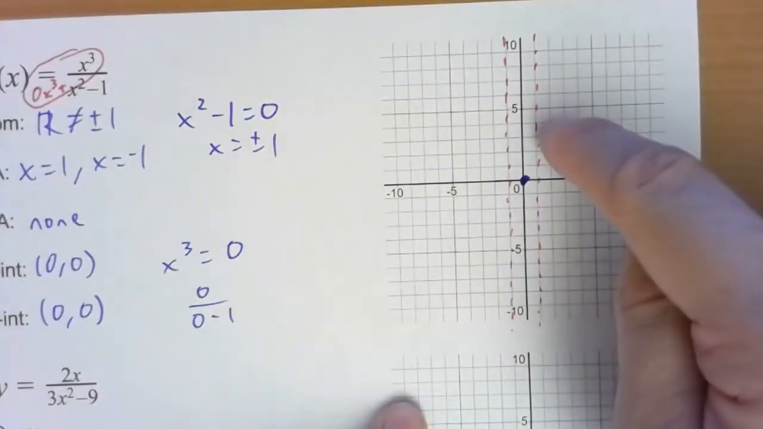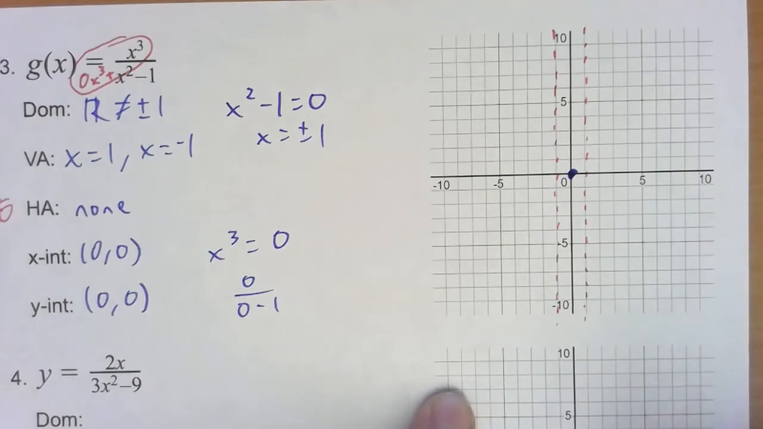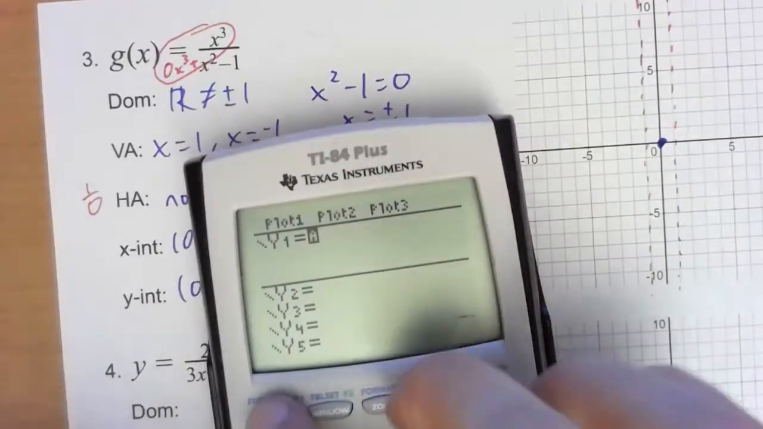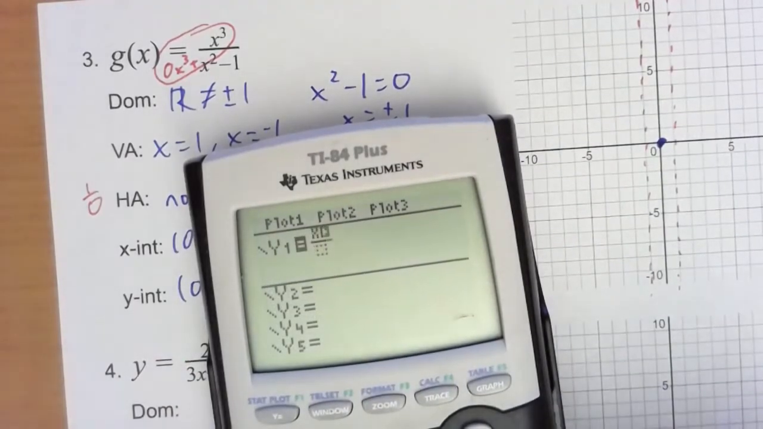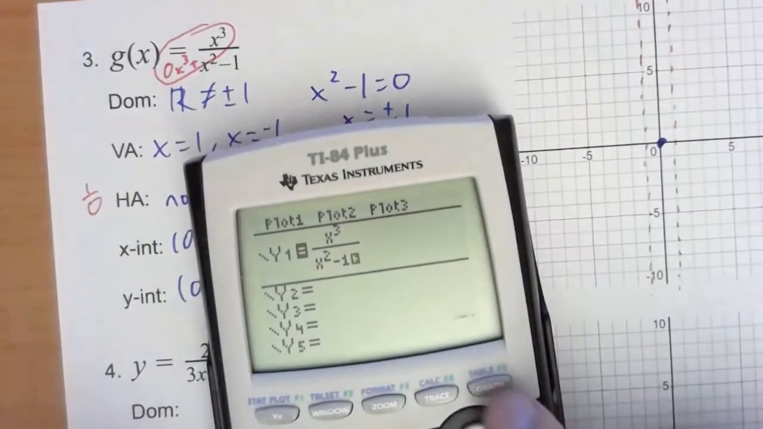At x equals 1, it would have to be either shooting straight up or shooting straight down. Make sure you understand what a vertical asymptote looks like and what a horizontal asymptote looks like. We can look at this one on our graphing calculators as well. Alpha y equals. And if alpha y equals doesn't do anything for your calculator, just make sure you put parentheses around the numerator and denominator. So you'd have to have x squared minus 1 in parentheses.